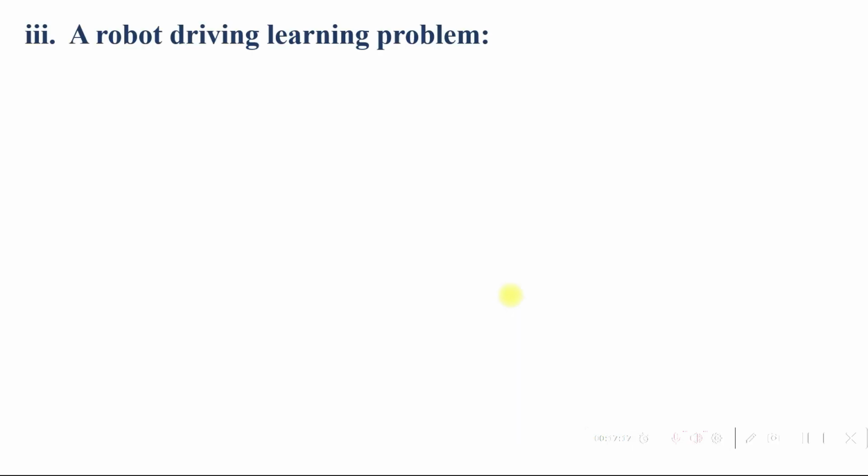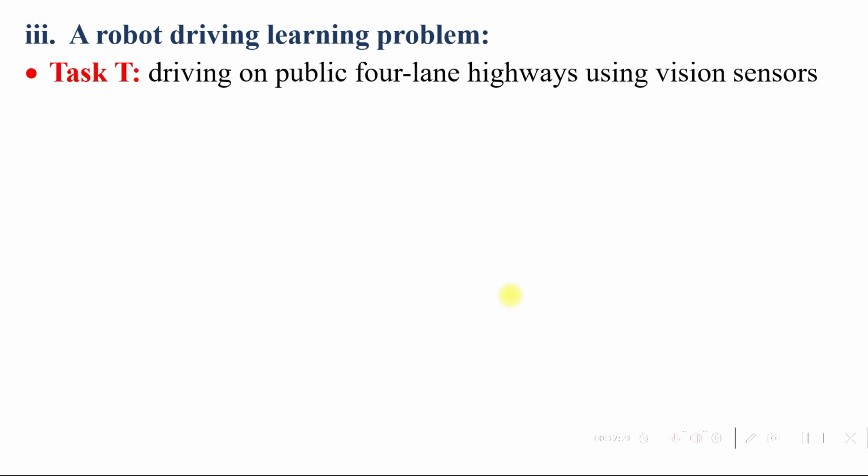We will see one more example, that is the robot driving learning problem. Here the task is driving on a public four-lane highway using vision sensors. That means you have to travel from one source to a destination with the help of a vision sensor. So simply it is called a robot driving car.